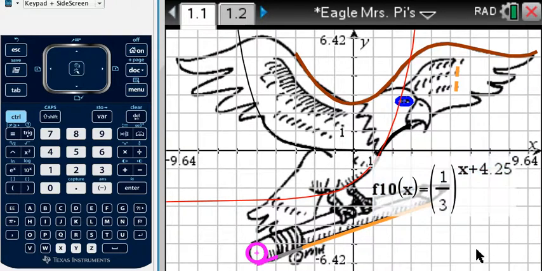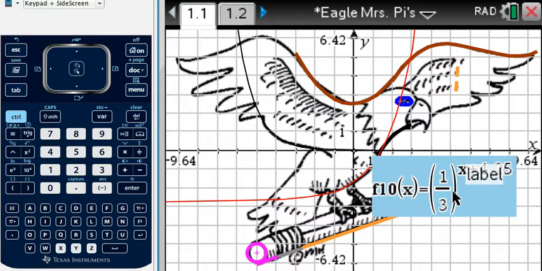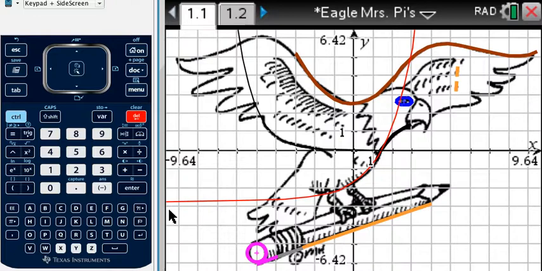And the last thing I'm going to do, because I have my equation where I want it, is I'm just going to hide it. Okay? So that was how to graph exponential decay and exponential growth functions and then transform them.